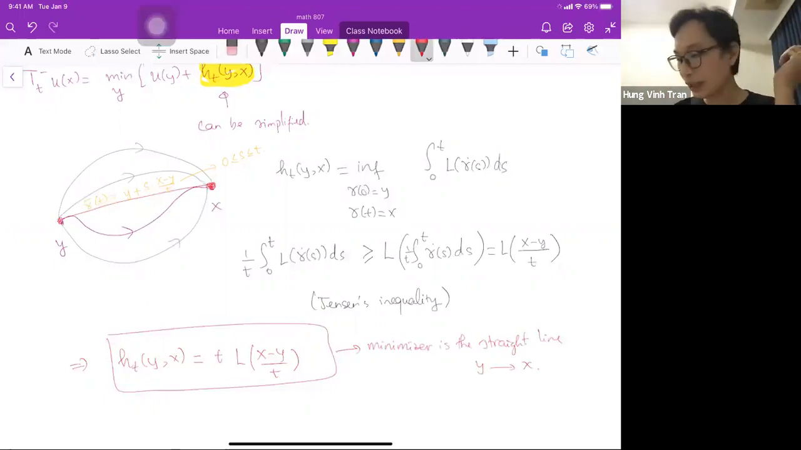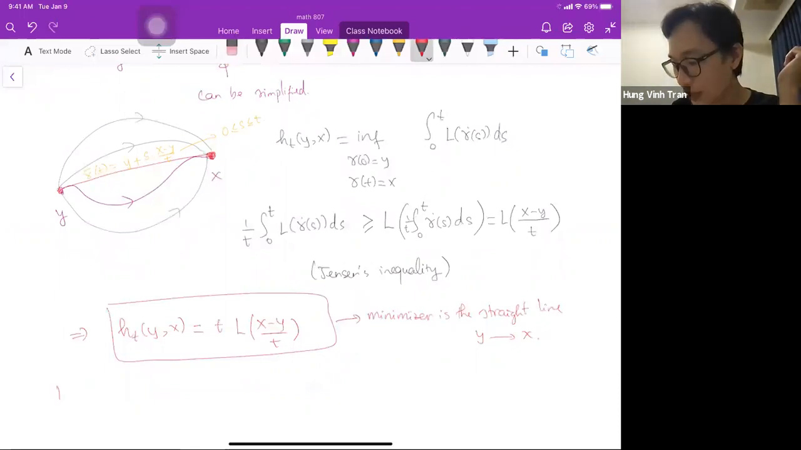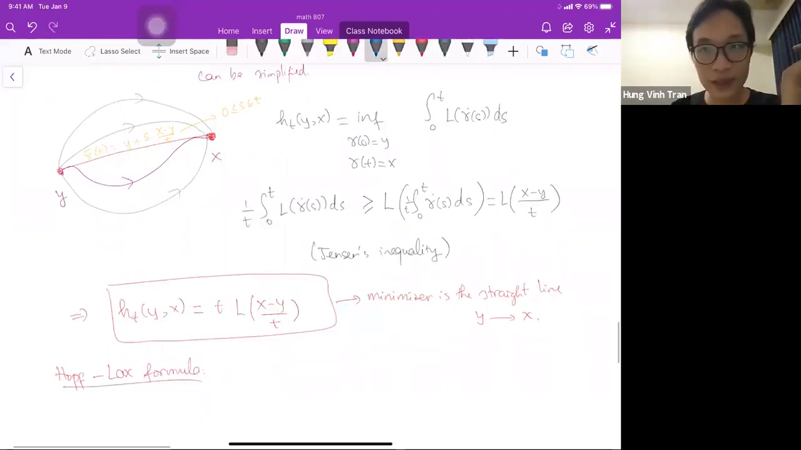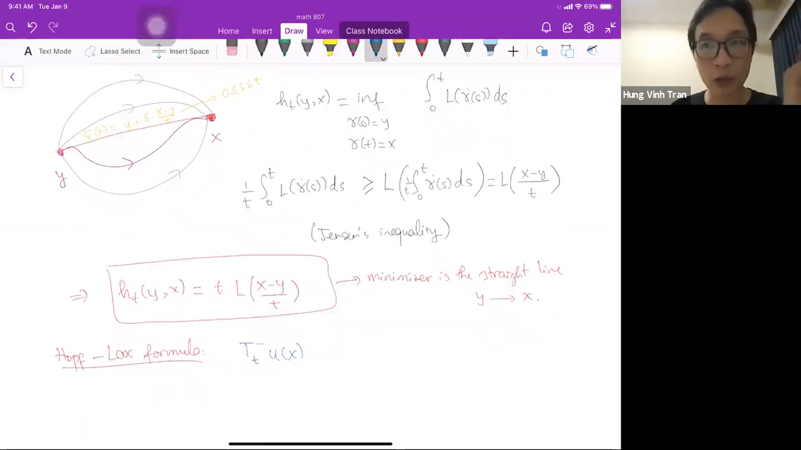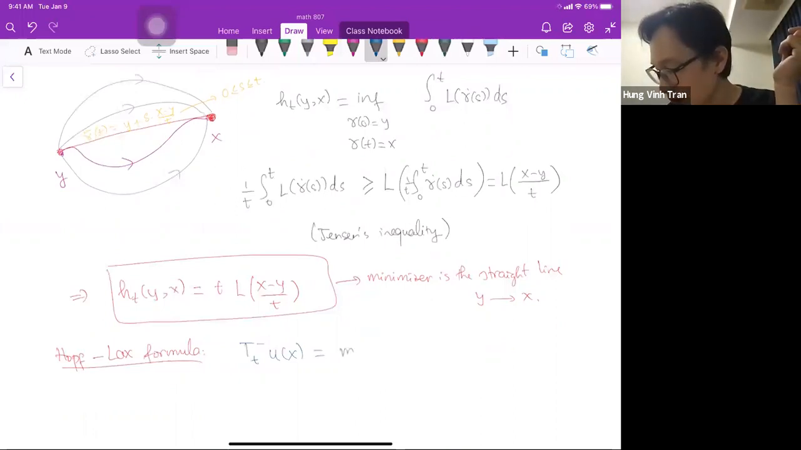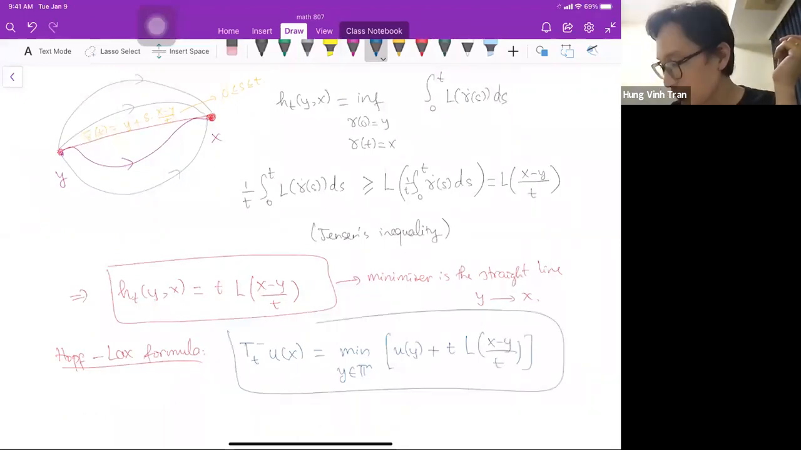Right. So that's beautiful, and this is exactly the Hopf-Lax formula, the famous Hopf-Lax formula for the Hamilton-Jacobi equation. This was done in the 50s, and if you also use it for Burgers' equation, it's the so-called Lax-Oleinik formula. That's why we have the name Lax-Oleinik semigroup. This is the minimum over y in the torus of u of y plus t times L of (x minus y) over t.